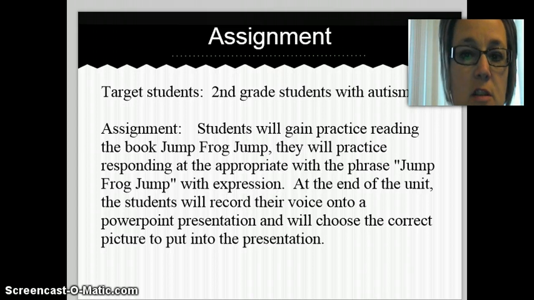So the assignment is that the students will gain practice reading the book Jump Frog Jump. How they're going to do this is they're going to practice by responding to the appropriate phrase, which is "jump, frog, jump," when it comes up in the book, and they're going to be able to respond with expression. At the end of the unit, which is about 5 days, the students will record their voice onto a PowerPoint presentation and will choose the correct picture to put into the presentation to match what they just read.